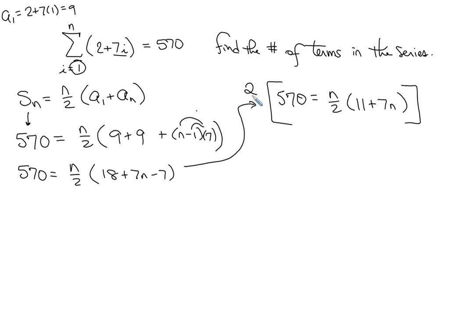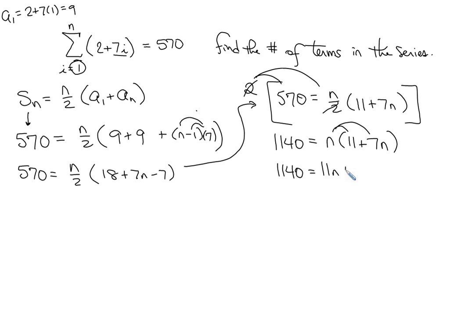Will it always be a 2? Yeah, because the 2 is part of the formula. So it's always going to be a 2 on the bottom. It's never going to be another number down there. So this gives us 1140 is equal to, here the 2's cancel, and we get n times 11 plus 7n. Now we distribute, and we get 1140 equals 11n plus 7n squared.